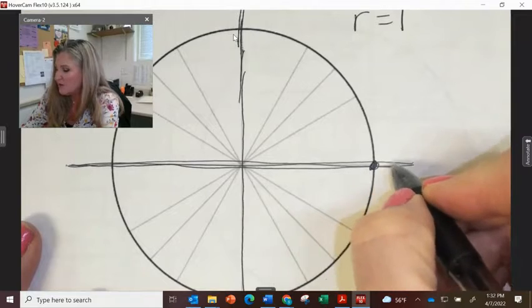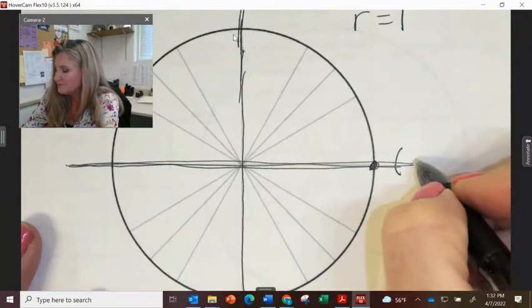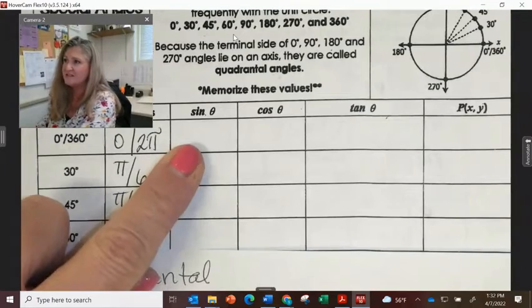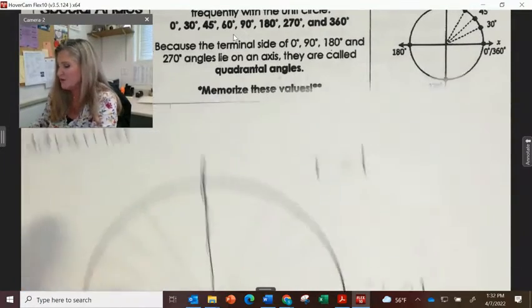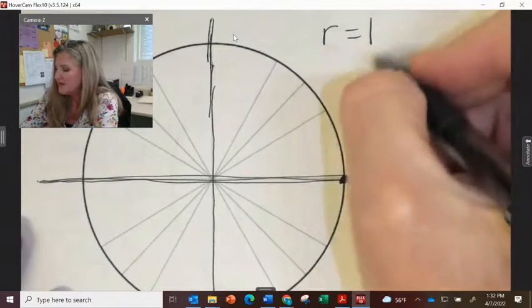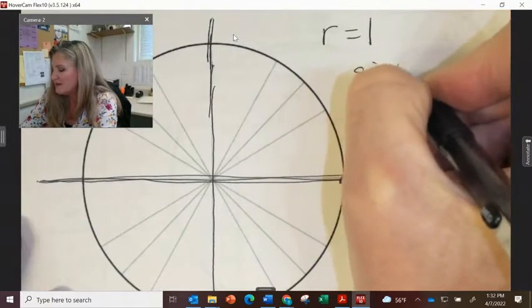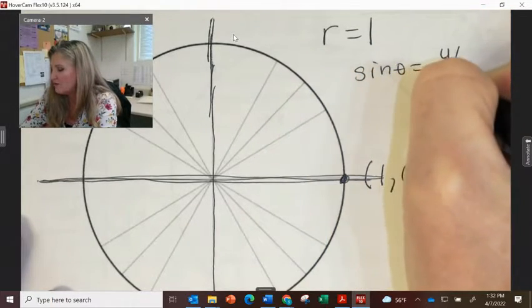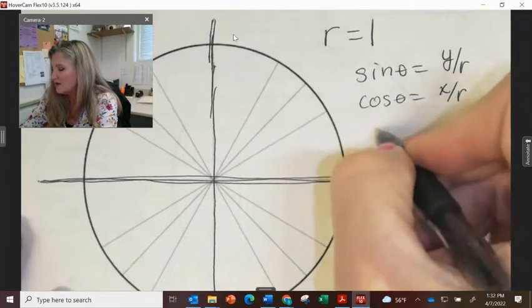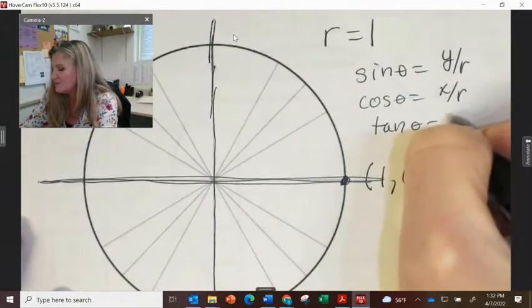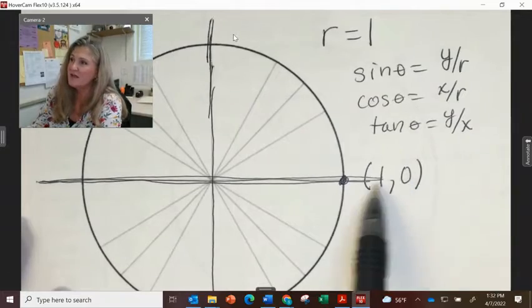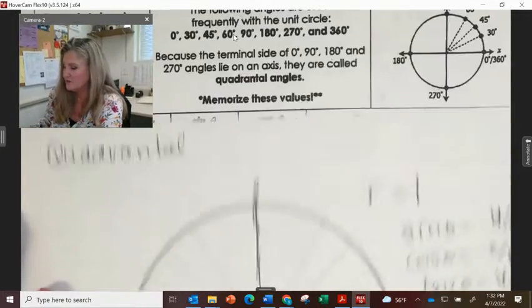If I make the radius 1, what is the point right here? 1, 0. And so therefore, if I'm finding the sine of 0 or 2 pi, it's going to be y over r. You have to remember that sine theta is always y over r. Cosine theta is always x over r. Tangent theta is always y over x. So therefore, what is the sine of 0 or 2 pi?